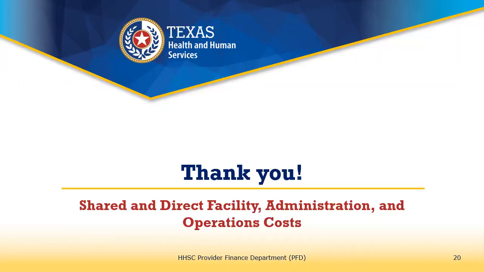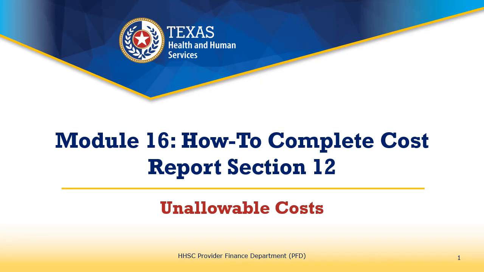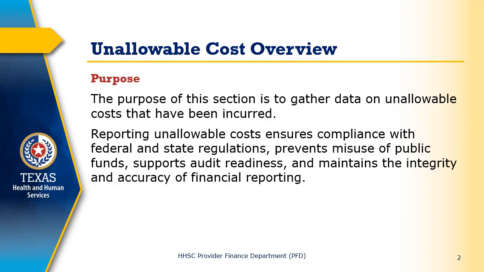This concludes our lesson for Module 15, How to Complete Sections 9, 10, and 11 for shared and direct facility, operations, and administration costs on the cost report. Module 16 will discuss how to complete Section 12 of the cost report, which addresses unallowable costs.